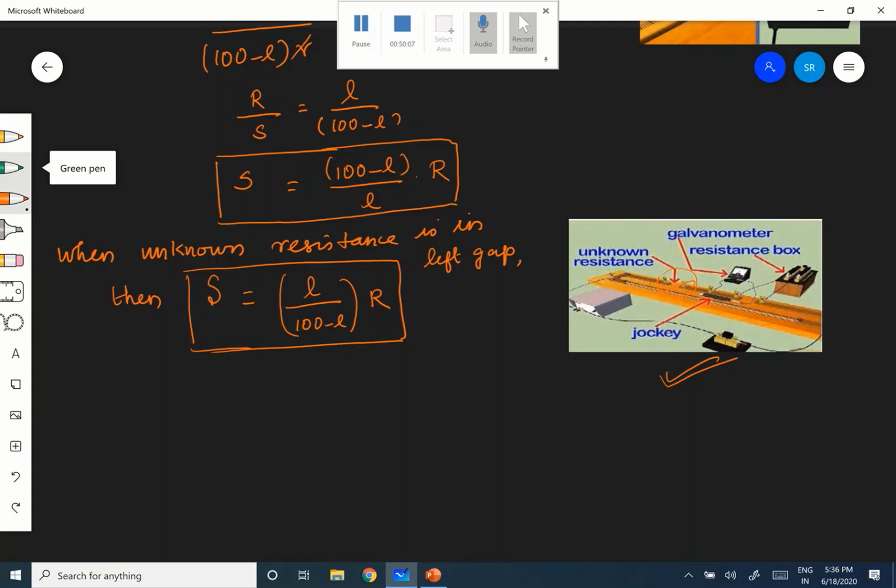Now, how do we minimize the error in the experiment? First keep the unknown resistance in the right gap and take two or three readings, then find S. Then keep it in the left gap, do the same experiment, use this formula and find S. The average of these two gives you the final resistance, and only then will the error be minimum. We can minimize the error by putting the unknown resistance in both the right gap and left gap, and finding the average value of X. Is it clear? Hope you are following, children.